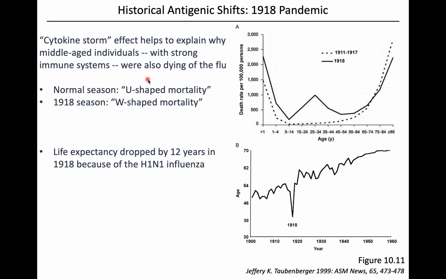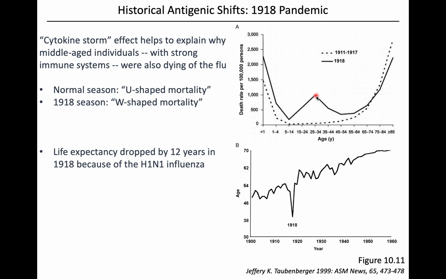So in a normal flu epidemic, pandemic, you get a U-shaped mortality curve, meaning the deaths are happening, this is the dotted line here, in the very young and the very old. Whereas in the 1918 influenza, you got a striking W-shaped mortality curve. So the very young, very old were still dying, but you were also having a large number of deaths in young adults, which was unusual, and that was primarily attributed to this cytokine storm effect.